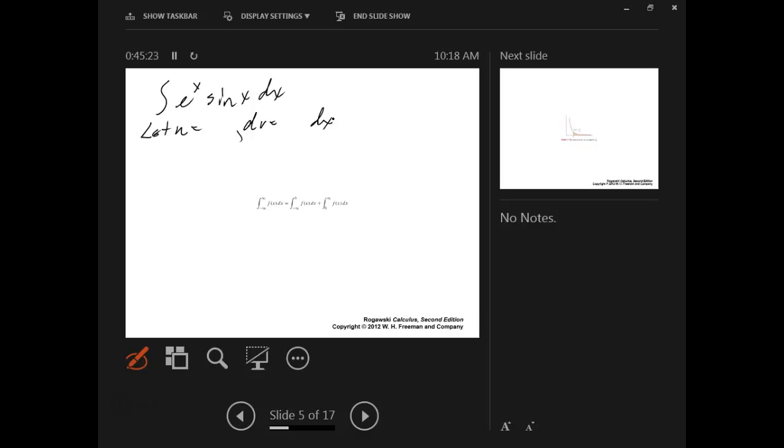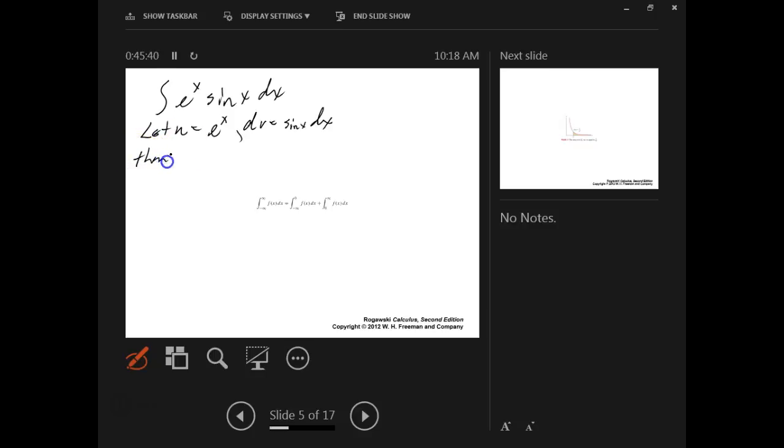Let u equal what? e to the x. Is that what you said? I was afraid you did. Okay, that makes dv be sine x dx. I probably would have done it the other way, but it's perfectly fine, sort of.